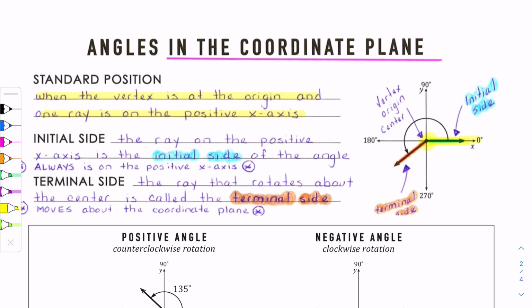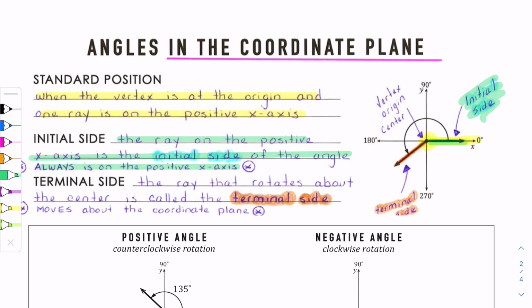So that side that's on the positive x-axis is called the initial side. It's the ray on the positive x-axis, and it's always on the positive x-axis. It never moves. So here's your initial side. It is the side I already highlighted. If your angle is in standard position, that initial side is always there.